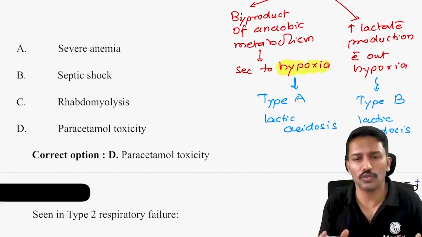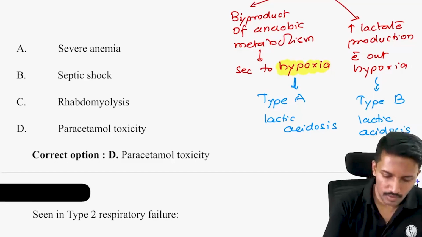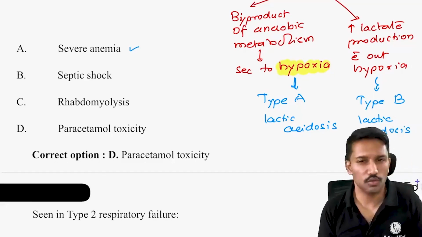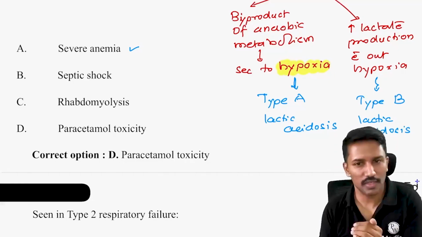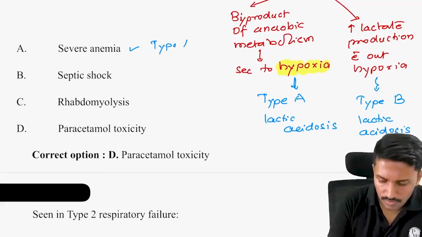If it is not known to cause hypoxia, then it will be responsible for type B lactic acidosis, right? Now, severe anemia: we understand that blood's oxygen carrying capacity is reduced, so tissues are getting less oxygen, so tissues are switching to anaerobic metabolism, and that is why there is increased lactic acid production. So this will obviously be type A.